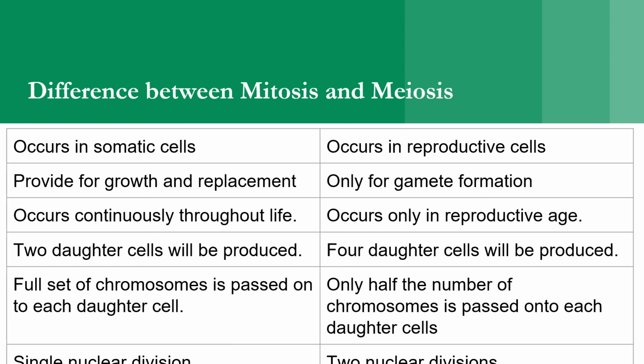Because of mitosis, two daughter cells are produced, but by meiosis, four daughter cells are produced. A full set of chromosomes is passed on to each daughter cell during mitosis. But in meiosis, only half the number of chromosomes is passed on to each daughter cell. In mitosis, a single nuclear division takes place, but in meiosis, two nuclear divisions take place.